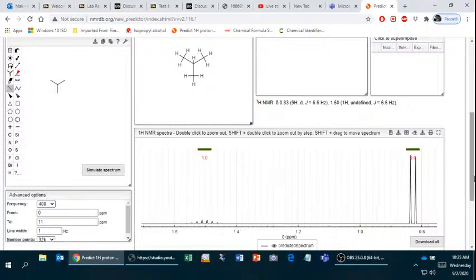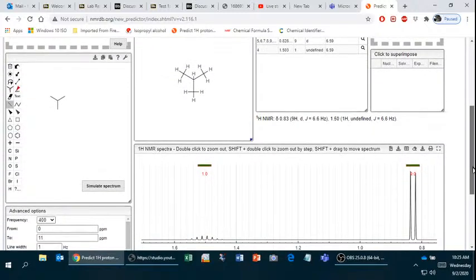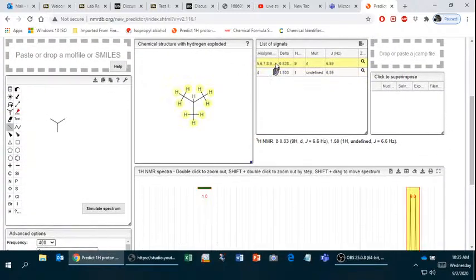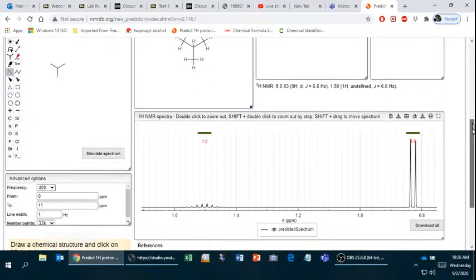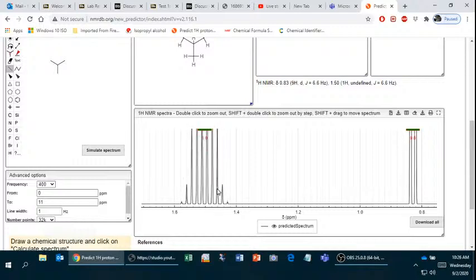Now the nice thing about this software, it's telling you what the assignments are. So we've got a doublet here, and you see it says multiplicity is D for doublet. This one here, it's saying it's undefined. It's 9 plus 1, so it's a dectet. But you can see when we start getting really intense, a lot of neighboring hydrogens, we start getting a lot of these really complicated splitting patterns.